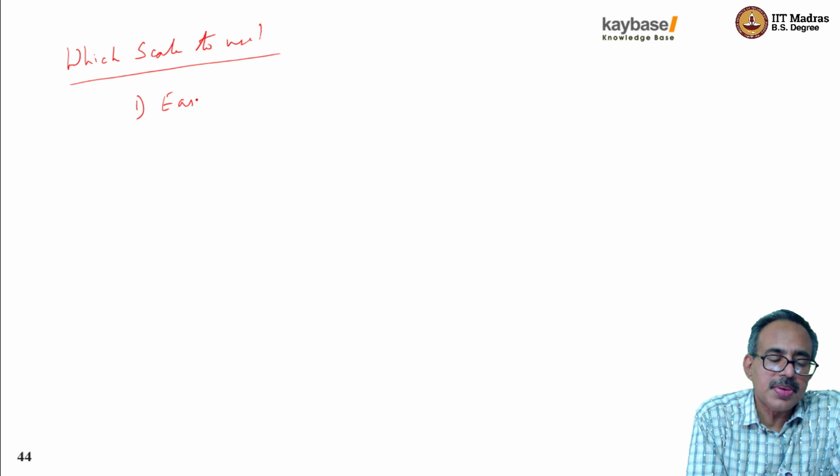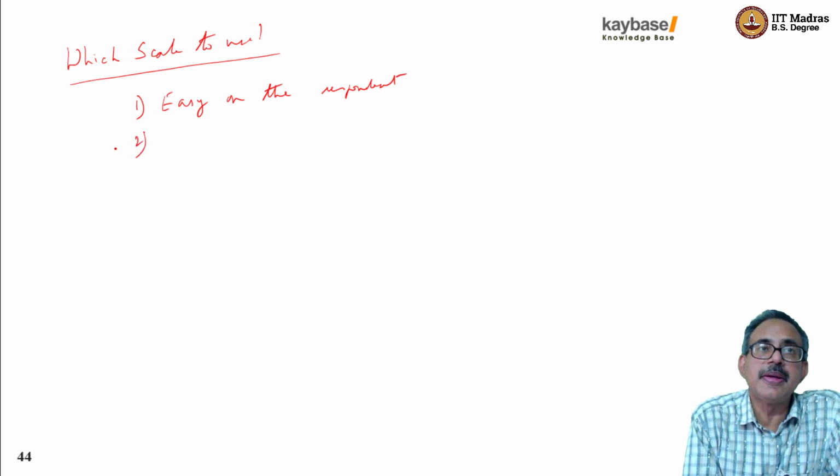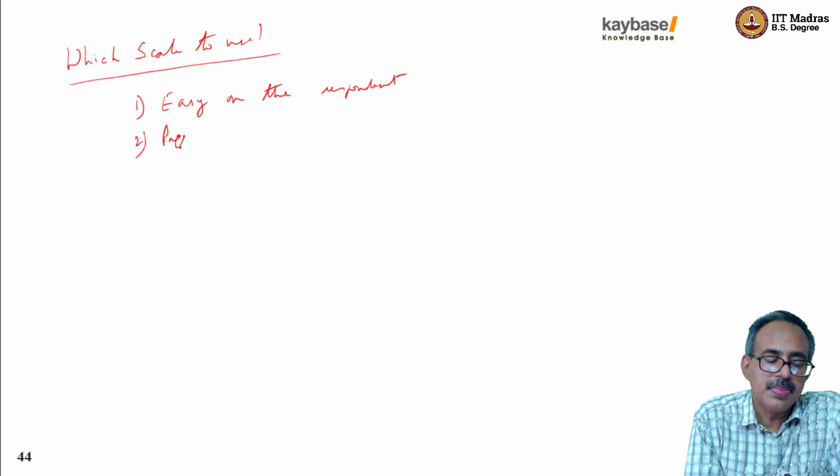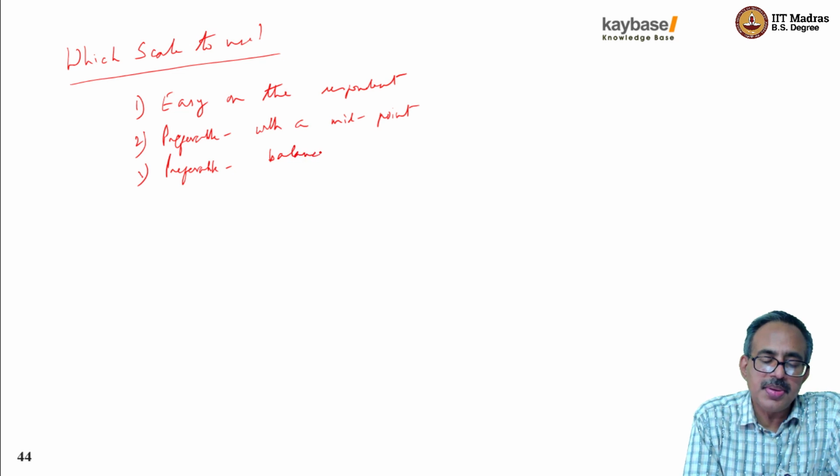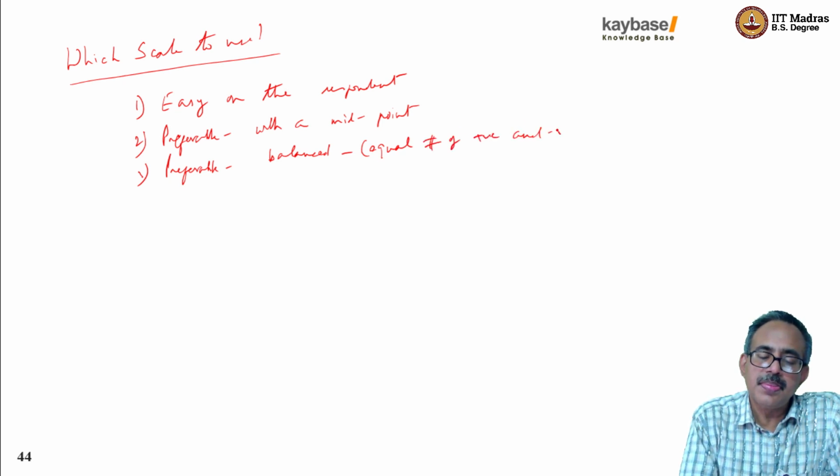Easy on the respondent. Right? Easy to answer genuinely. Preferable with the midpoint. Preferable. Balanced. What is balanced? You have equal positives and negatives. Equal number of positive and negative points. Okay?